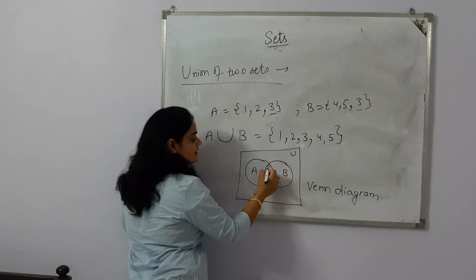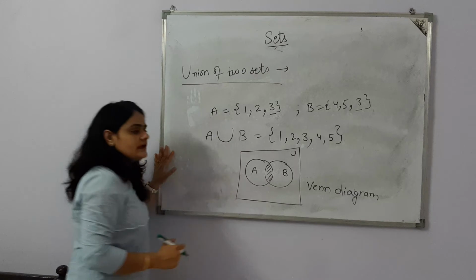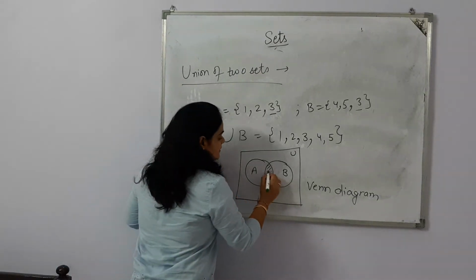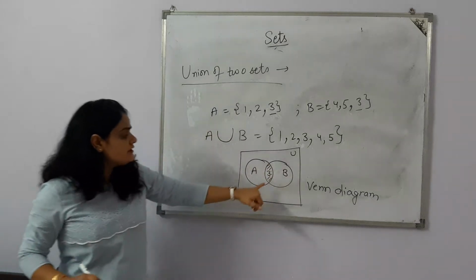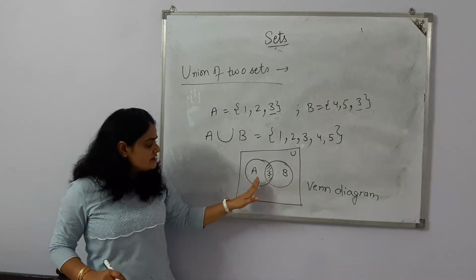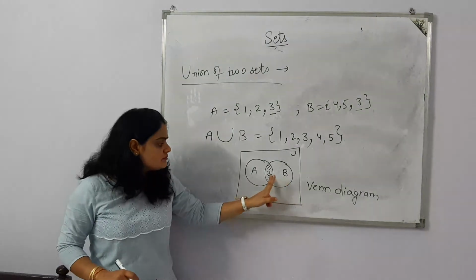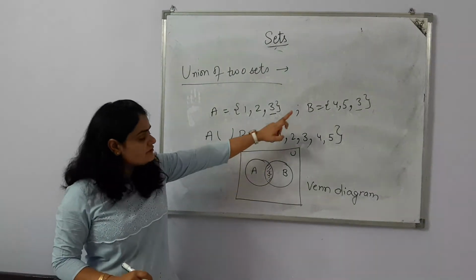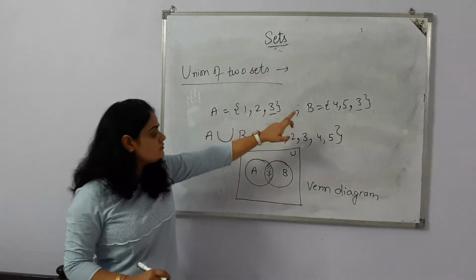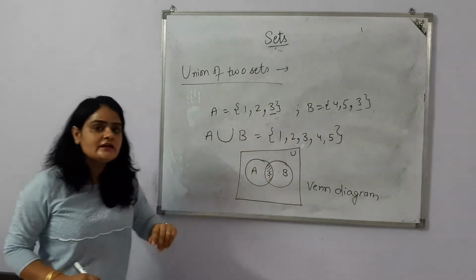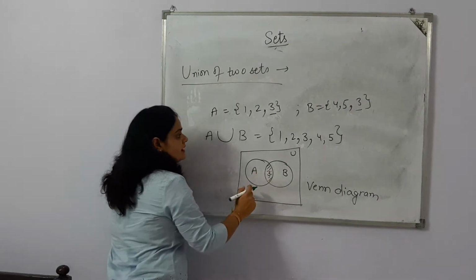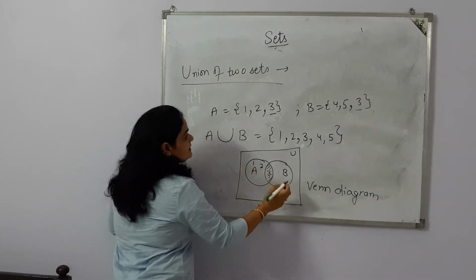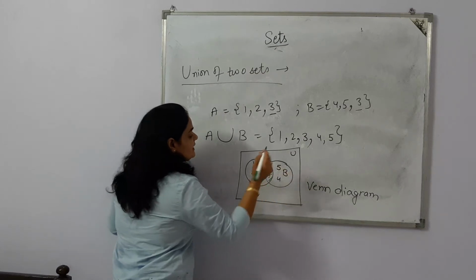This portion I have taken is common in both A and B, because 3 is coming here. Here the element 3 is coming because this portion is in A as well as in B. This is the common area and it contains the element. In this example, 3 is the common point, so it lies in this common area, and A contains the rest 2 elements 1, 2, and B contains the rest 2 elements 4 and 5.